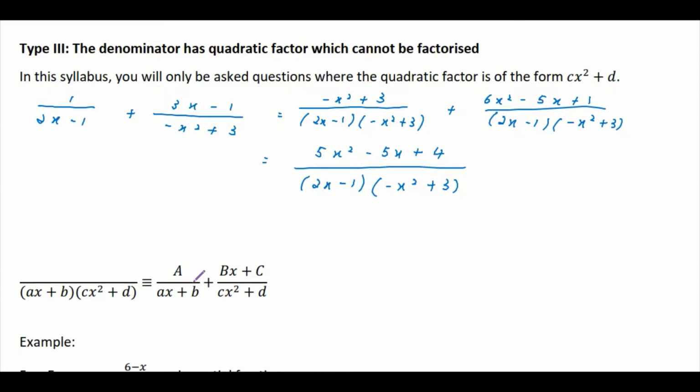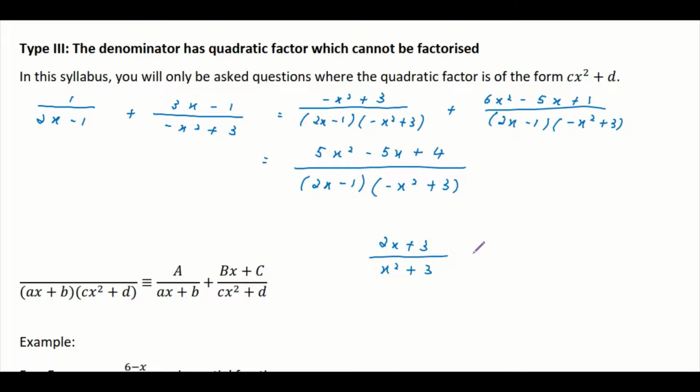So you can just remember that anything that has a linear and a quadratic factor, the linear factor will follow a constant over the linear factor, and after that bx plus c for the quadratic. You are not going to have independent questions, something like 2x plus 3 divided by x squared plus 3.